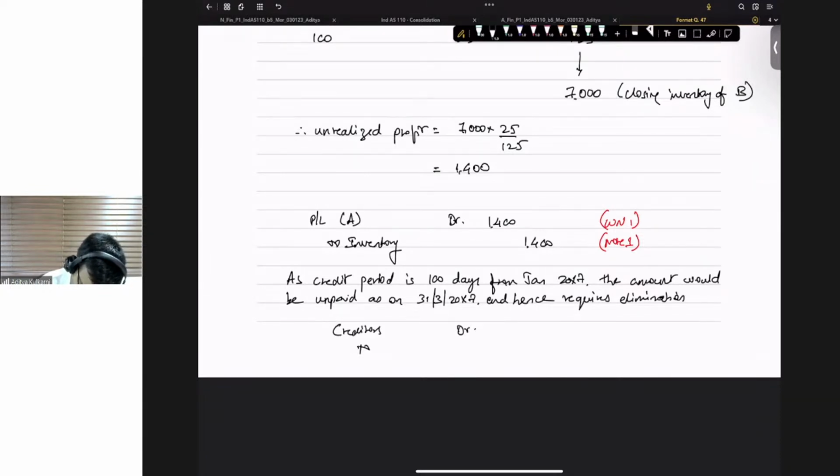Creditors debit to debtors. This balance remains in creditors. So 99,000 will be deducted from both the places. Where will the effect go? Note number 1. Both the effects will go in note number 1. Okay. Fine.